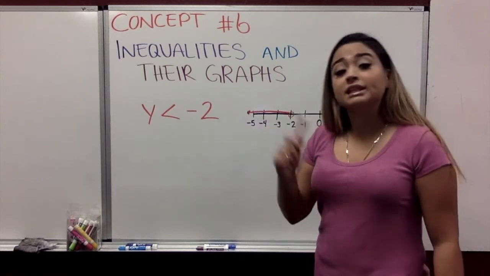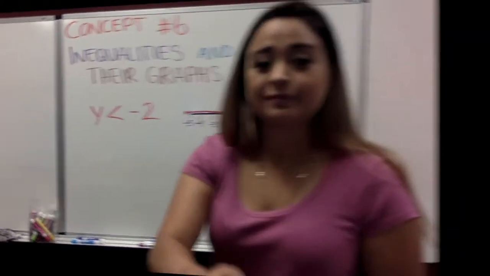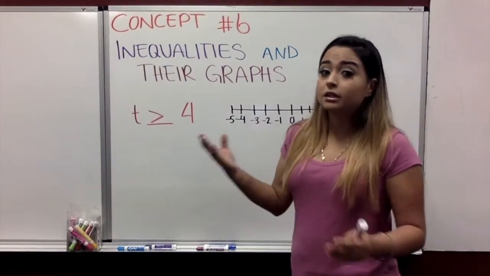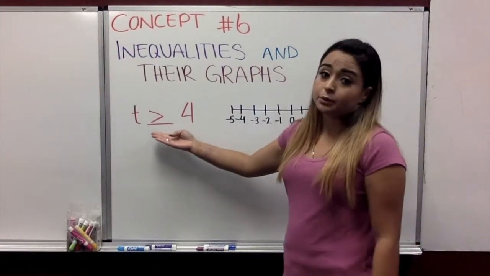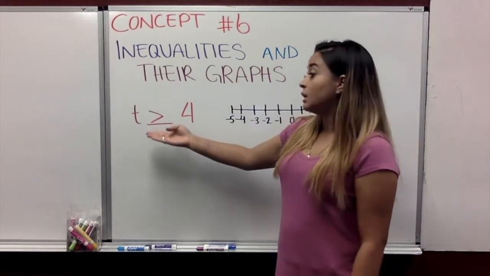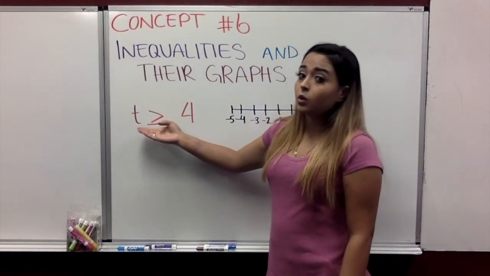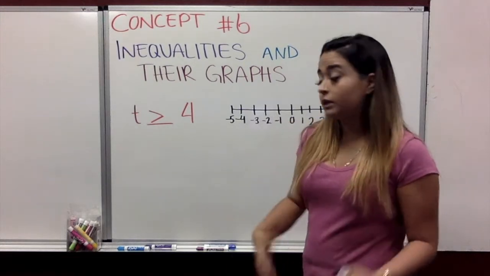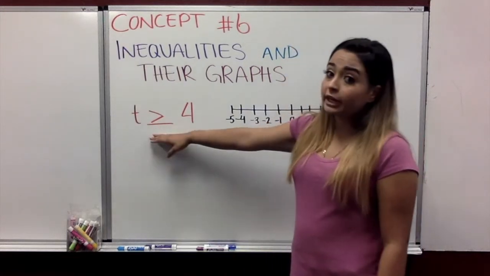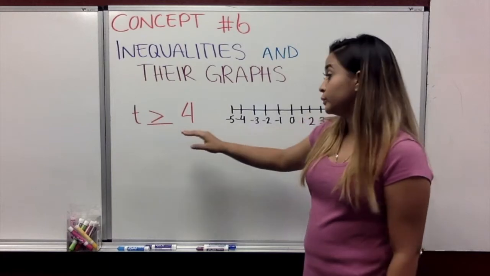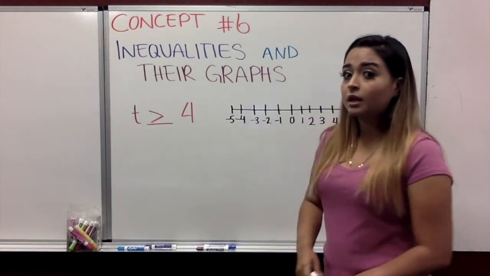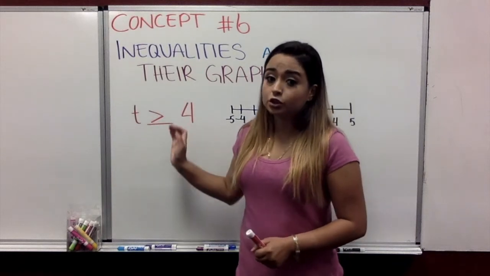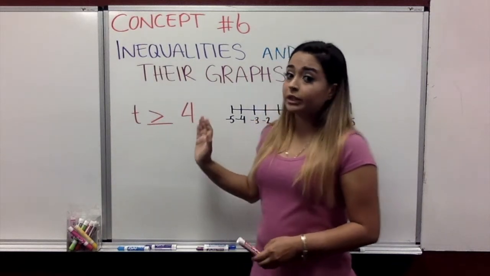Let's go in with a different example. Now we have this one. This inequality looks a little different because of the symbol. Now we're using greater than or equal to. So this would be read, t is greater than or equal to +4. Now again, the inequality sign has a lot to do with how it is going to look when it's graphed.